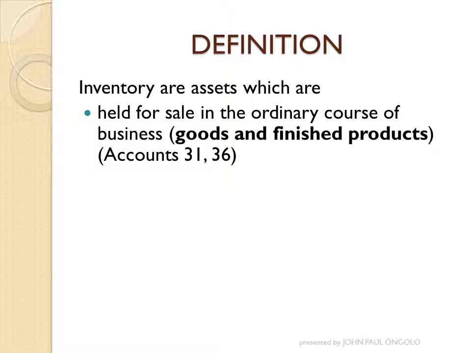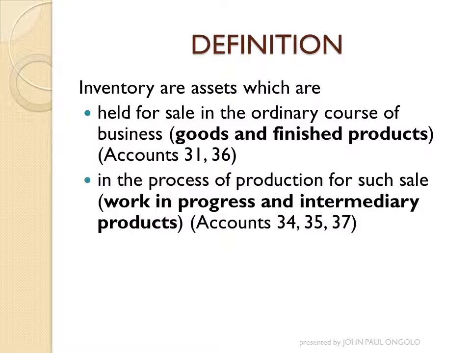The entity can have stock of goods which are held for sale either by purchasing them and selling them in their current state, just like in the merchandising business, or by converting raw material into finished products and selling the finished products, just as in the manufacturing industry. But the bottom line here is you have goods which are held for sale.